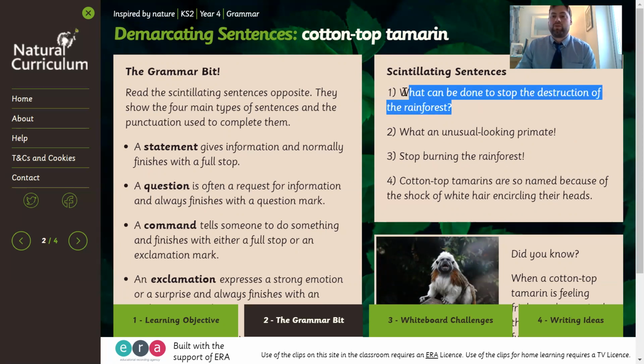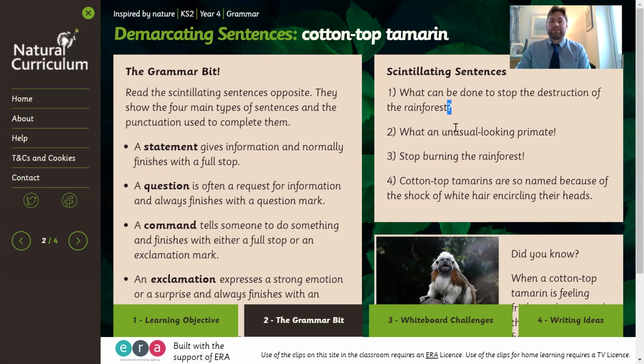So for the first one here, what can be done to stop the destruction of the rainforest? The dead giveaway here is that it ends in a question mark. So we know that this is a question. For number two, what an unusual looking primate. Now it finishes with an exclamation, but exclamations can also finish in a command. But look, it begins with the word what, so that tells us that it's an exclamation rather than a command. And it's what, and then you're making a strong emotion or a surprise there.